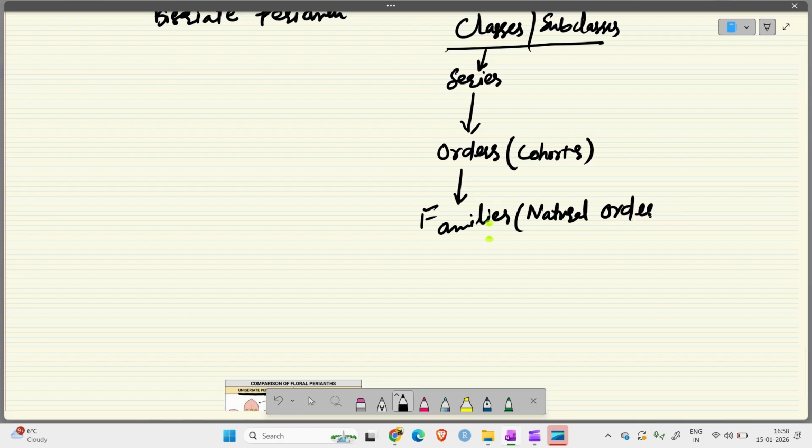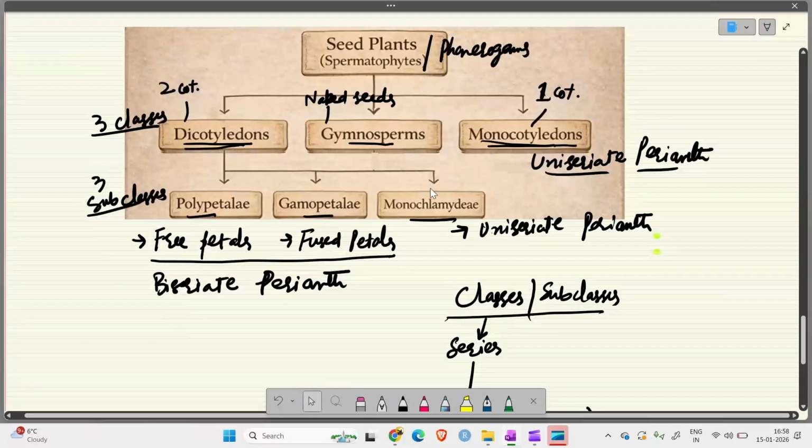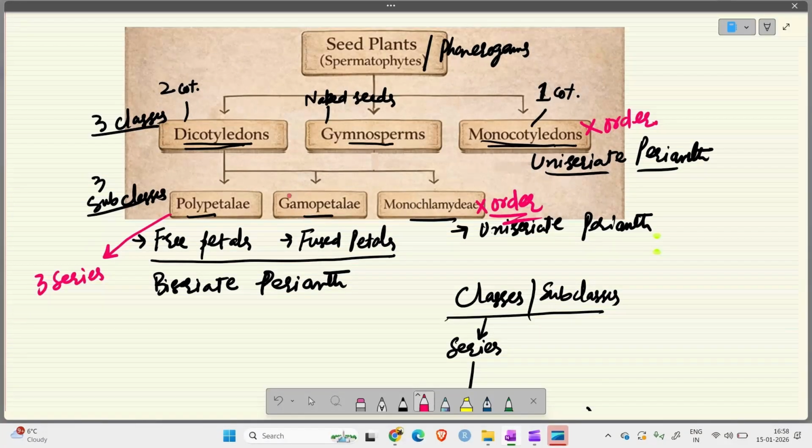If you look at the class monocots, they do not have any order. There is no order in monocots and no order in monochlamydeae. That means this class and this subclass are without any order. Whereas in the case of polypetalae, we have three series which are divided into orders, and in gamopetalae we again have three series.